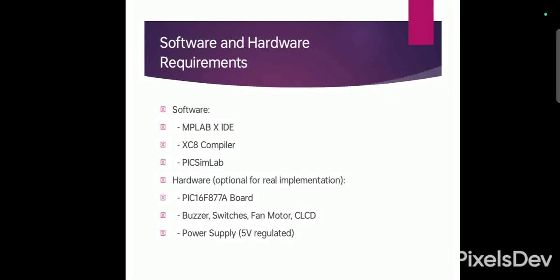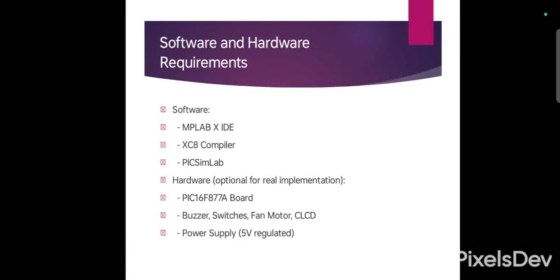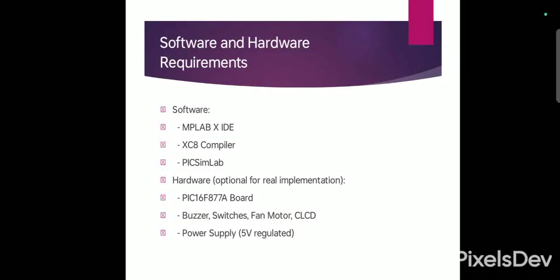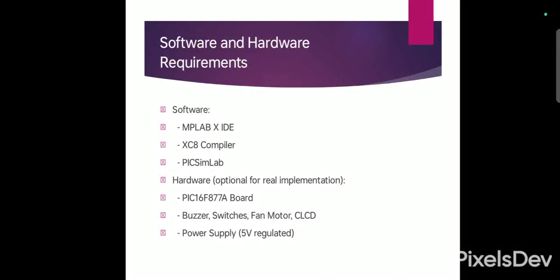Next one, software and hardware requirements. For this project, I only needed software tools: MPLAB X IDE, XC8 Compiler and PICSimLab, as I already said many times. If I implemented this physically, I would need a PIC16F877A board, power supply, switches, buzzer, fan, and a display module. So by using this tool, the simulation helped avoid the need for real hardware during development.